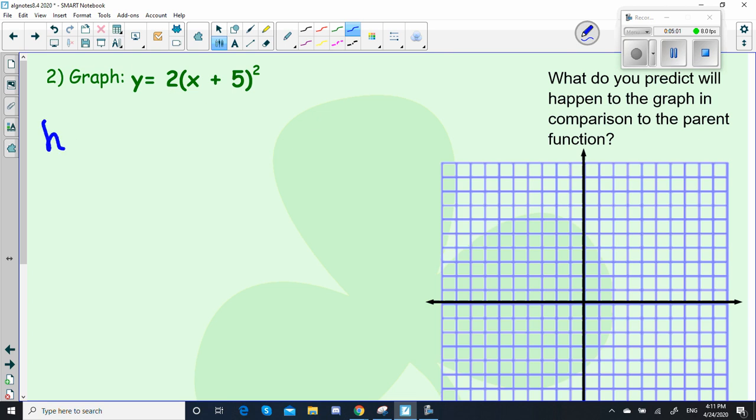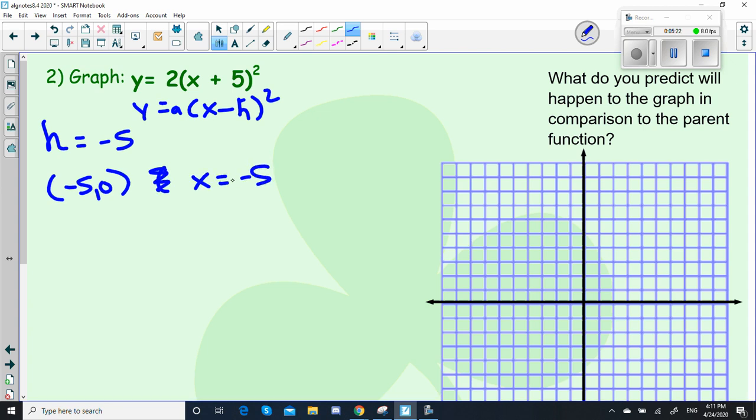And I know h is -5 because the formula has got a plus in it, and the only way to get a plus would be to subtract -5, which would make it a plus. Okay, so my vertex is -5, 0. And my axis of symmetry is x equals -5. I could tell with the +5 that this was going to be a horizontal shift left 5. So I'm going over 5. 1, 2, 3, 4, 5.